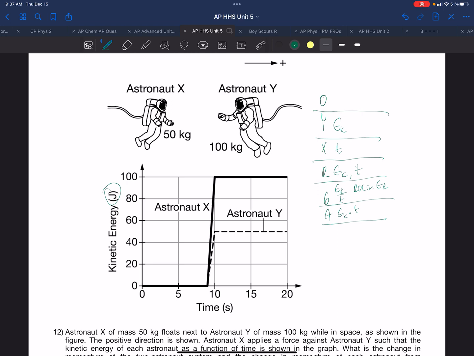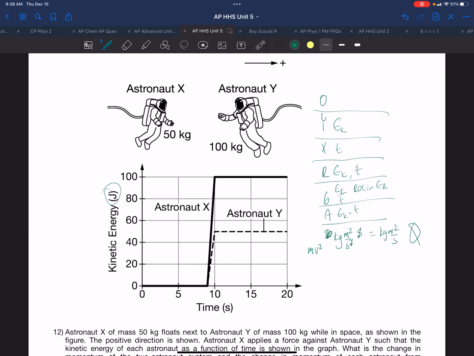Now, if we look at the units of kinetic energy, it's mv squared, so that's kilogram meter squared per second squared. Since we multiply it by the time, the seconds go away, and we're left with kilogram meter squared per second, which isn't anything that's useful to us.